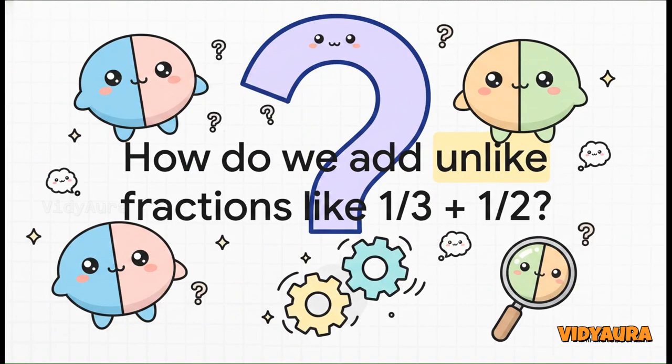So what happens when we try to add 1/3 and 1/2? Uh-oh, the denominators, 3 and 2, are different. These are called unlike fractions. We can't just add them straight away. We have to do a little bit of work first to make them match. Let me show you how.